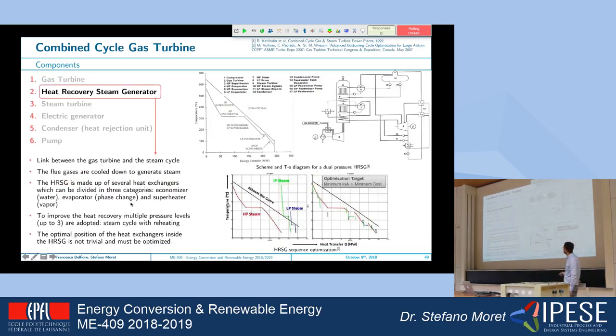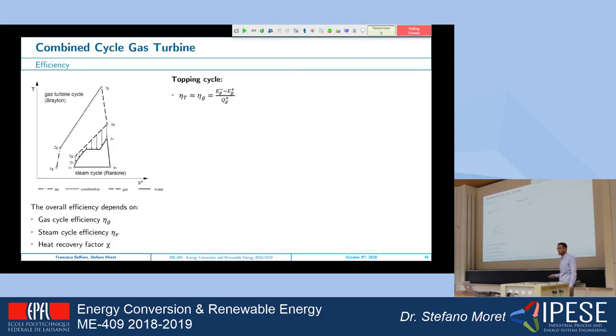So the main component, the link between the gas turbine and the Rankine cycle is what we call the heat recovery steam generator. So I won't spend much time on this. Basically, you have to imagine a series of heat exchangers that take the water from the combined cycle, first heat it, then evaporate it, and then create steam. And of course, you can integrate all the other things we presented in the steam cycle lecture. For example, you can have multiple pressure levels and so on in order to reduce the exergy losses of the heat exchange between the flue gases of the gas turbine and the steam cycle.